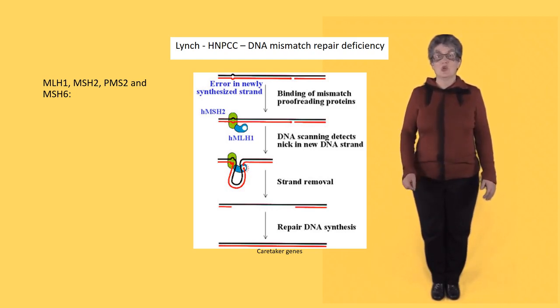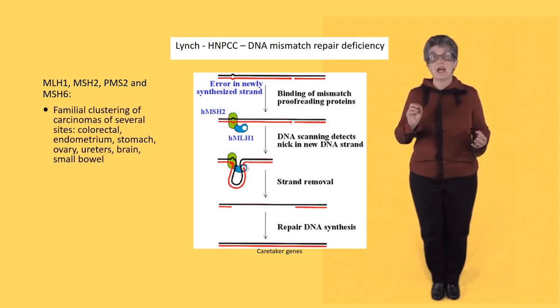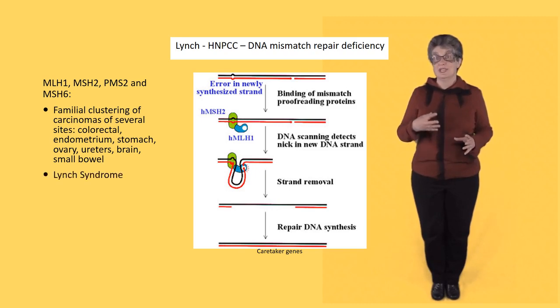People with Lynch syndrome get colorectal carcinomas at a younger age. They also get cancers in other places. They get carcinomas of the endometrium, stomach, ovary, ureters, brain, and small bowel. But mostly, they get cancers of the colon, which tend to be right-sided and often mucinous.